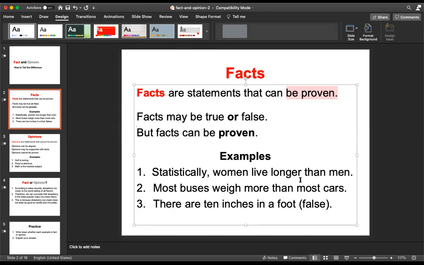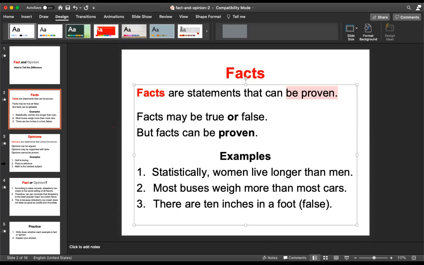Okay. Most buses weigh more than cars. That's obviously true as well. They're significantly bigger. And then this fact is a false fact: that there are 10 inches in a foot. How many are there? 12, right?